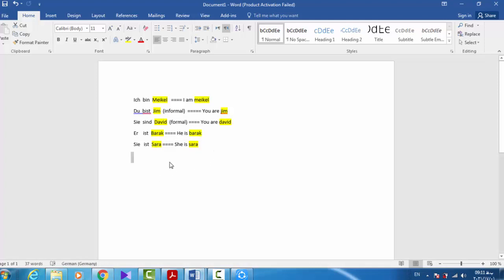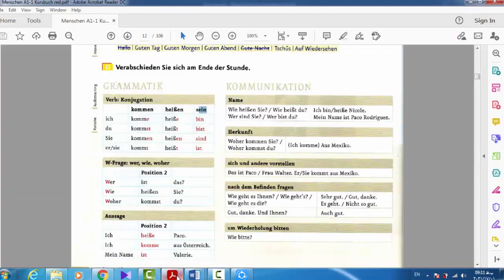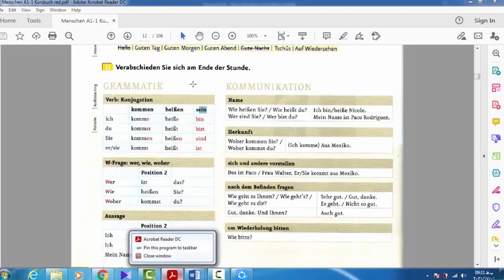Okay? And the other point for these sentences is that the names in the German language, or Deutsch Sprache, start with a capital letter, like this. But in English, it's not important, so they are written with a small letter. Okay. That would be enough for me.